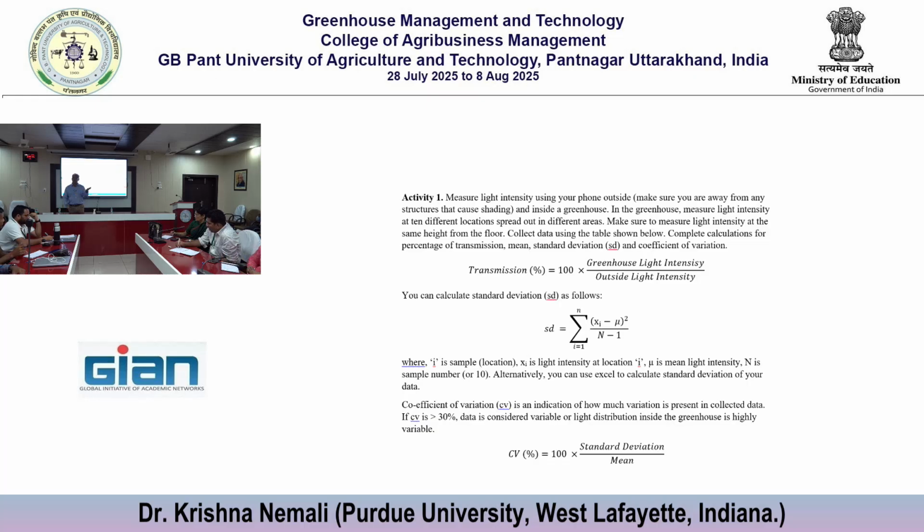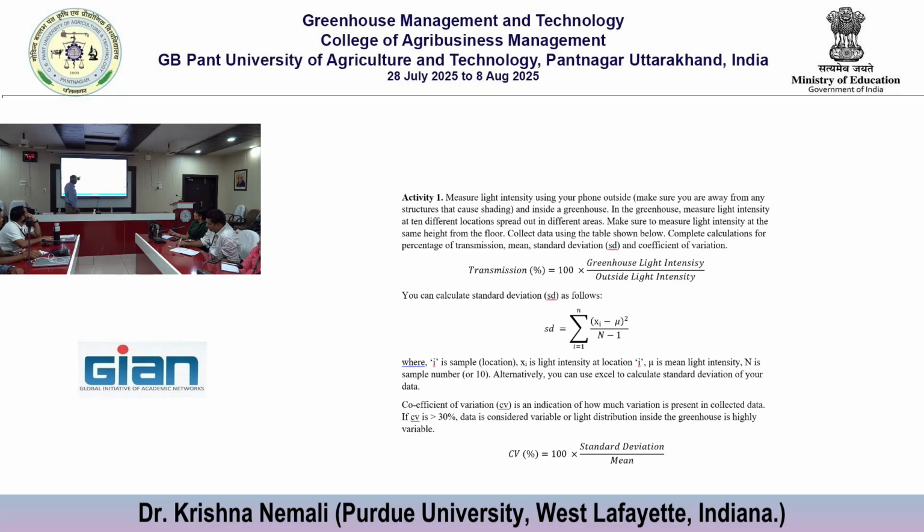Light transmission is easy. You calculate it by dividing the greenhouse light intensity by the outside light intensity. Once you know both, you can calculate transmission. But the question is, is it uniform or not? For that we need a measurement, and that's what the CV is.